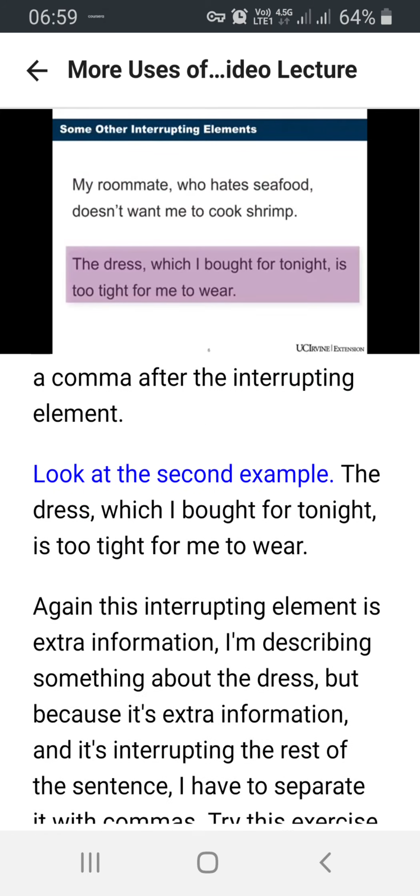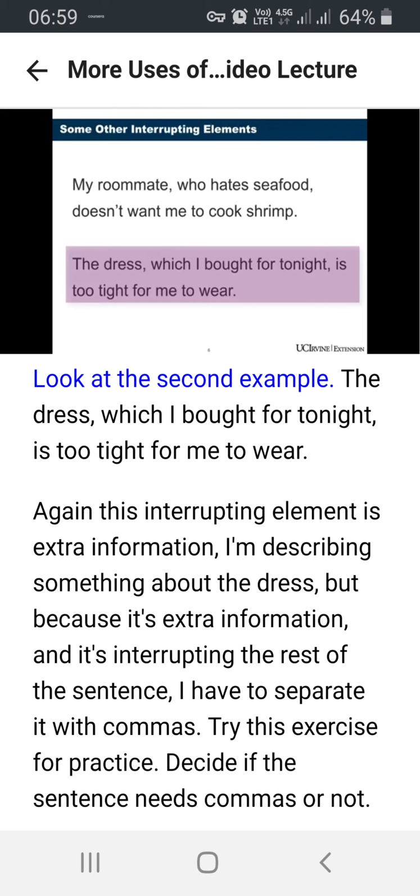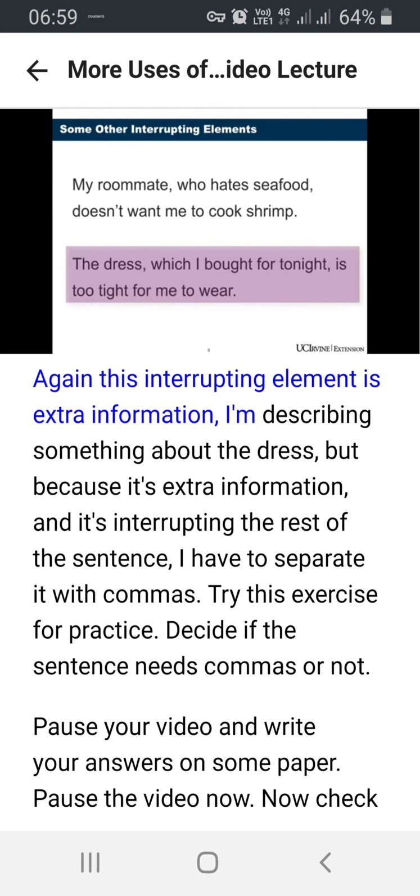Look at the second example. The dress, which I bought for tonight, is too tight for me to wear. Again, this interrupting element is extra information. I'm describing something about the dress, but because it's extra information and it's interrupting the rest of the sentence, I have to separate it with commas.